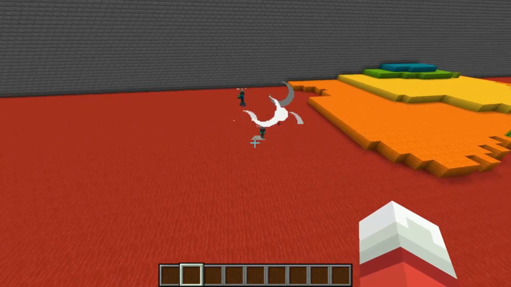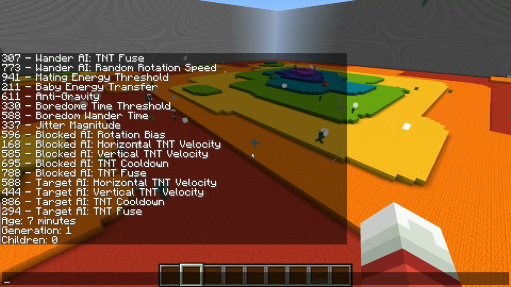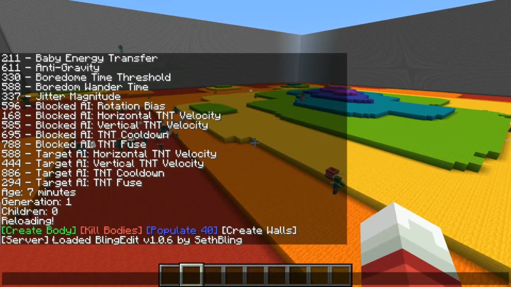What else do we have? I'm actually going to go ahead and start over just so we can see what some of those initial zombies are like, and so I can show you now that you know what all the genes are.